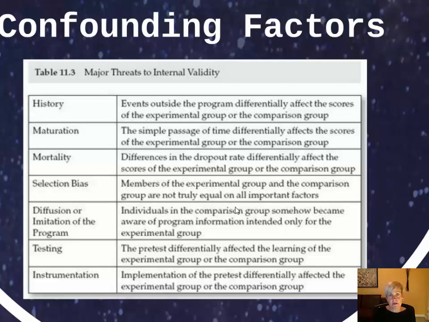The ones that were there for different reasons. So if you have a lot of dropout rate, that could be a limitation in you being able to make the claims about cause and effect. Selection bias: members of the experimental group and the comparison group are not truly equal on all important factors. And so I think that one stands on its own.